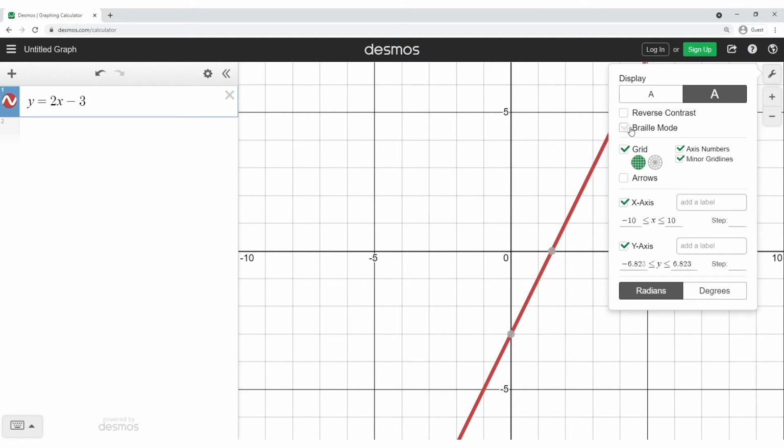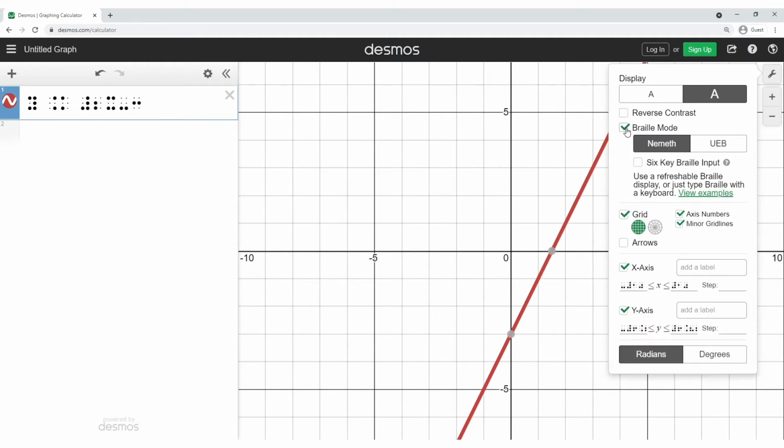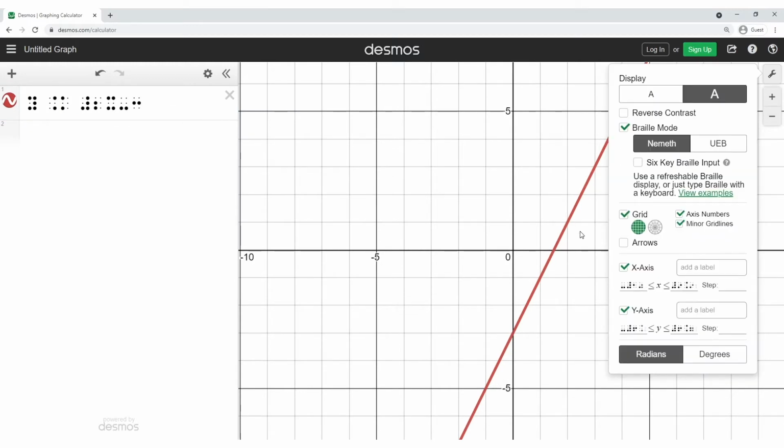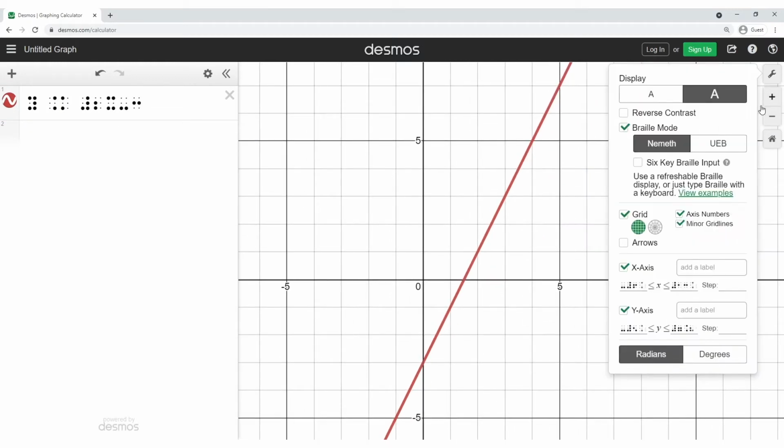And what is Braille mode? How do you have... Whoa! Whoa! What is this? What? How do you have Braille mode on this? That is crazy.